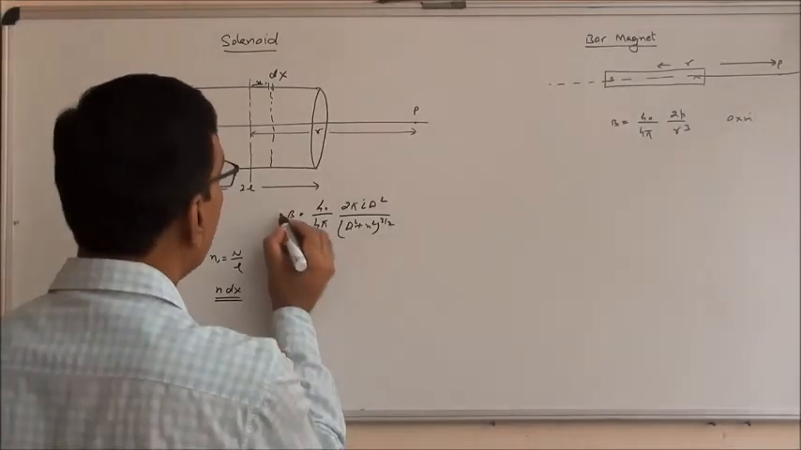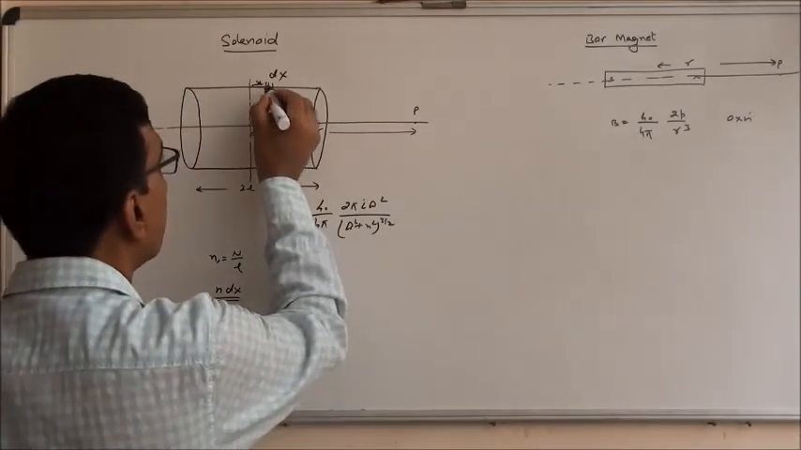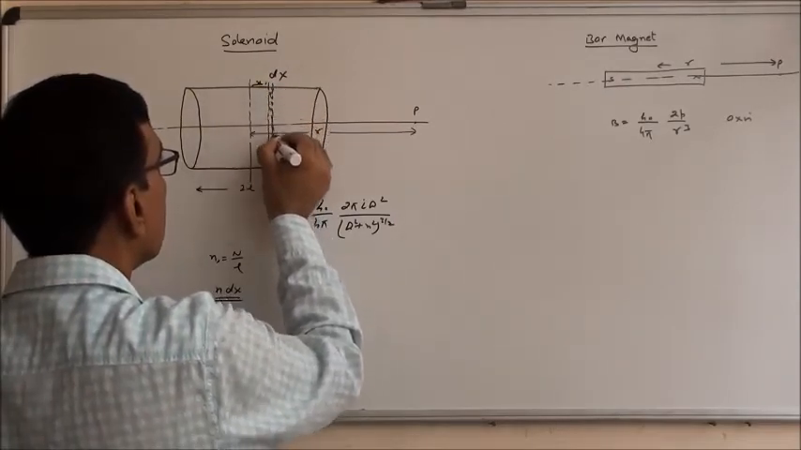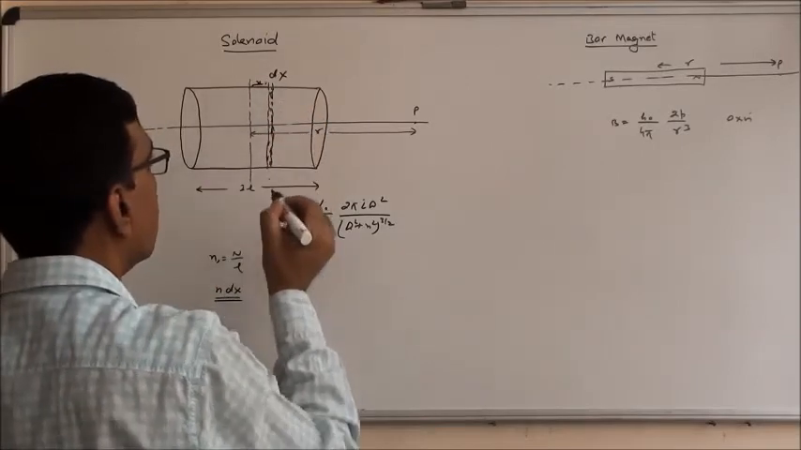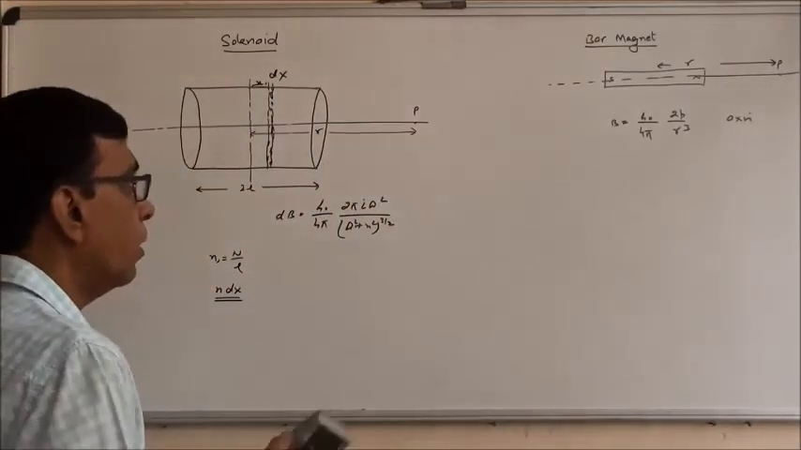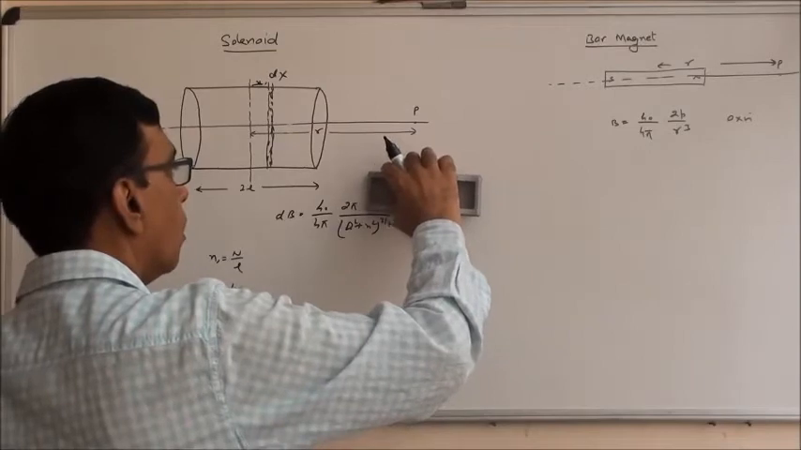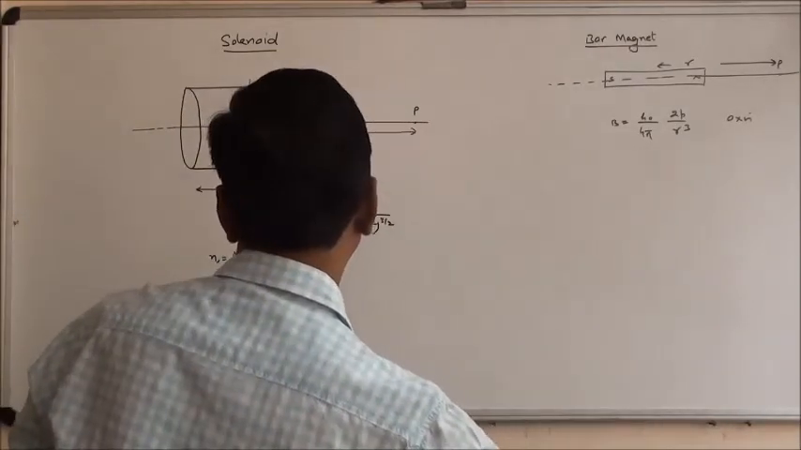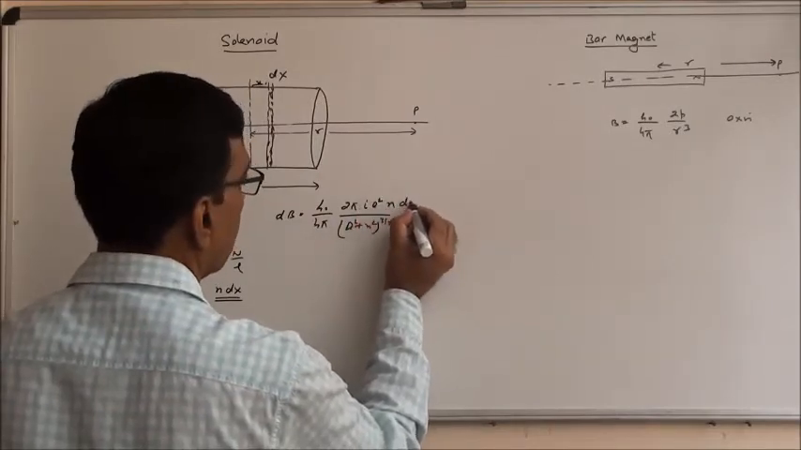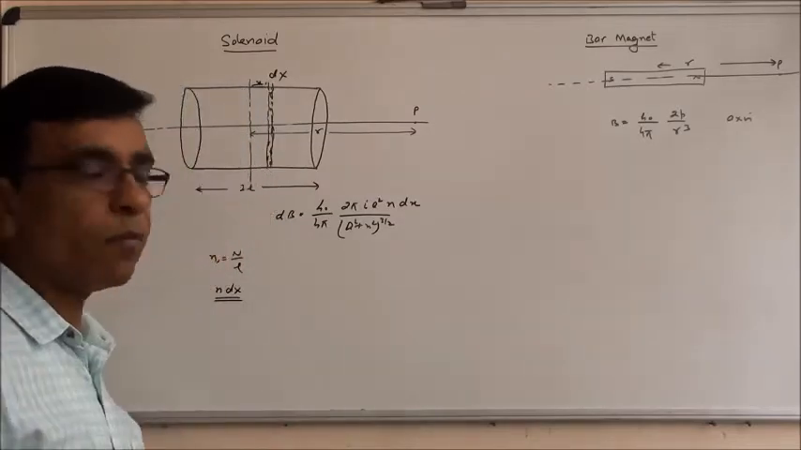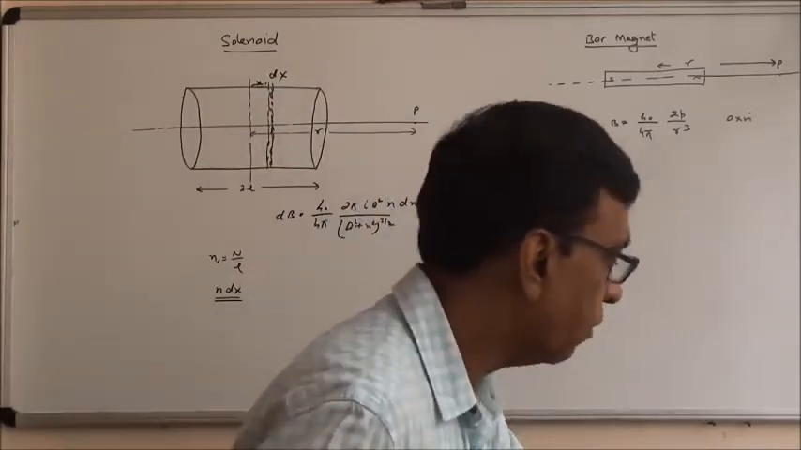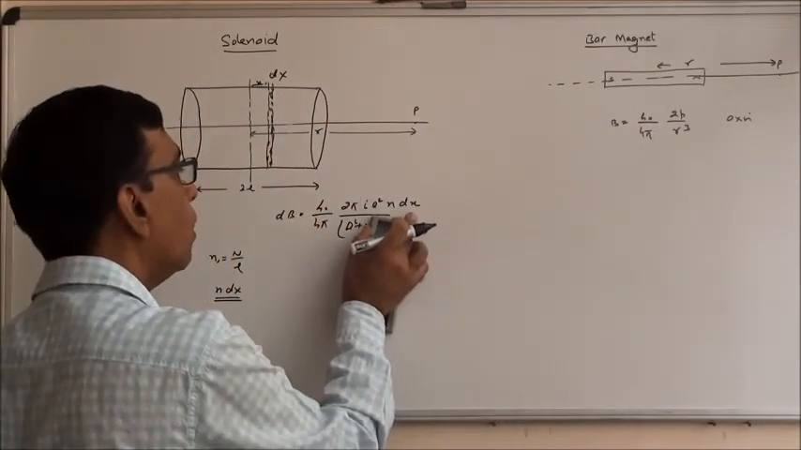So the magnetic field produced by all turns in this section of thickness dx will be (mu naught by 4 pi) times 2 pi I a square n dx upon (a square plus x square) raised to the power 3 by 2. This is the field produced by one turn.